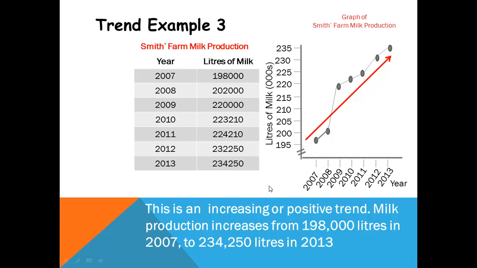So that's a few little tips about identifying trends. They're generally increasing, decreasing, or neutral, and it's important to put some numbers in and explain how the increases happen. So you need to refer always to the numbers.